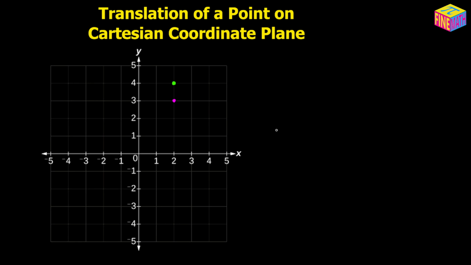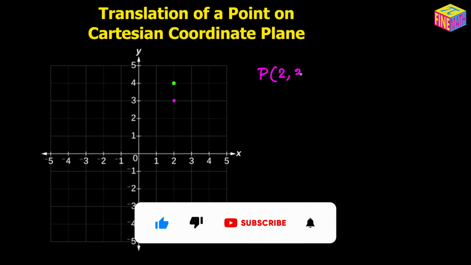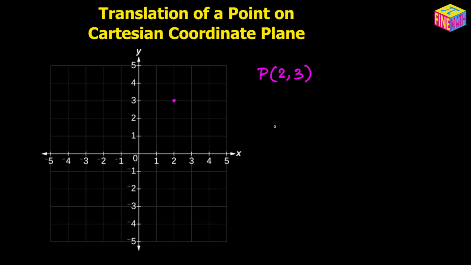Now let's take another example. Our pink point P is at 2, 3. Now suppose we want to move this pink point down by 1 unit. If we move it down by 1 unit, where will it come? It will be shifted to this location right here, the green dot. The green dot will be the new location of this point.